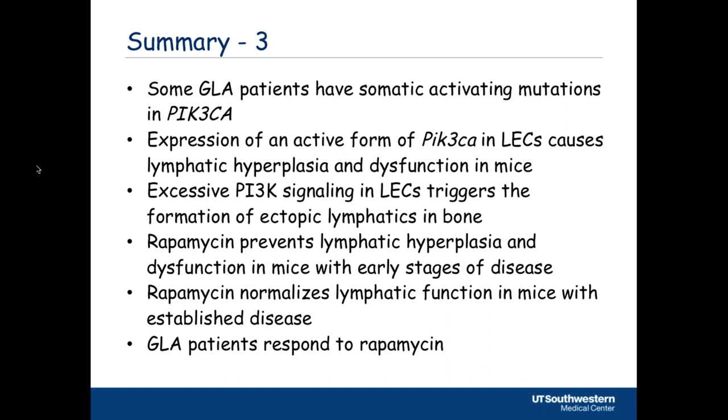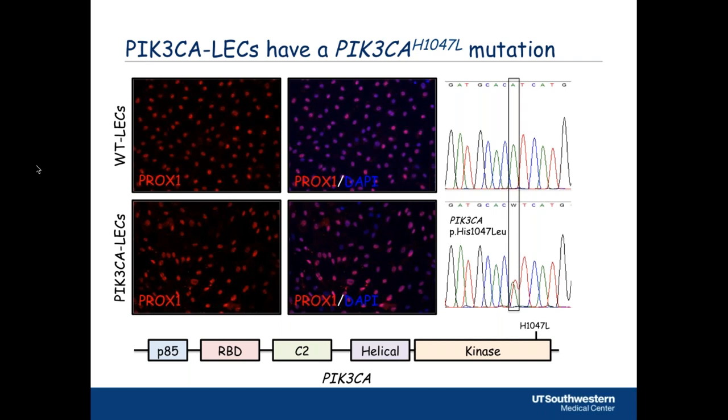So to summarize what I've shown during this part of the talk, we have found that some GLA patients have somatic activating mutations in PIK3CA. We've shown that excessive PI3 kinase signaling in lymphatic endothelial cells can cause lymphatic hyperplasia and dysfunction in mice. We also show that excessive PI3 kinase signaling in lymphatic endothelial cells leads to the formation of ectopic lymphatics in bone. We found that rapamycin can prevent lymphatic hyperplasia and dysfunction when given to mice early. We've also found that rapamycin can normalize lymphatic function in mice with established disease. And we provide additional evidence which shows that GLA patients can respond to rapamycin, and we really provide the molecular rationale for treating GLA patients with rapamycin.